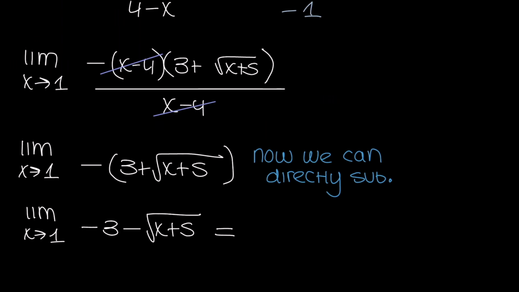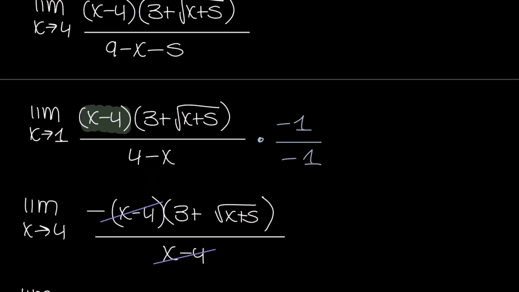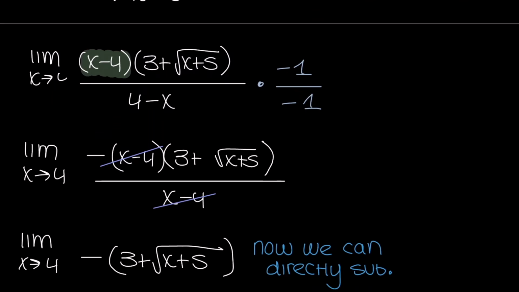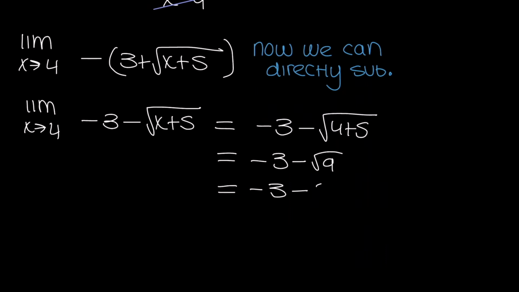So minus 3 minus, by the way, why do I keep writing 1? This is a limit to 4. Everywhere I have a 1, it should be a 4. So we plug in a 4 plus 5 minus 3 minus the square root of 9 minus 3, minus 3, negative 6 is our answer, right?